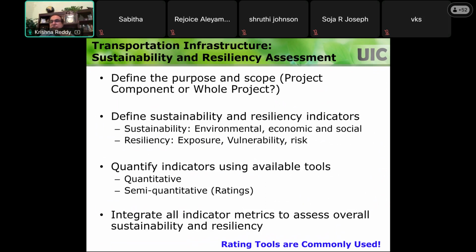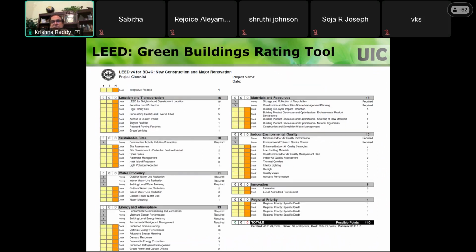tools. So rating tools, I want to just mention the one that everybody's familiar with is LEED, right? So LEED is for green buildings. It's not for transportation. I mean, if you have a transportation infrastructure that has some buildings, this can be used. So I just want to show you, what does a rating tool look like? So in the LEED, you have all these different categories, and under each category, you have these credits.